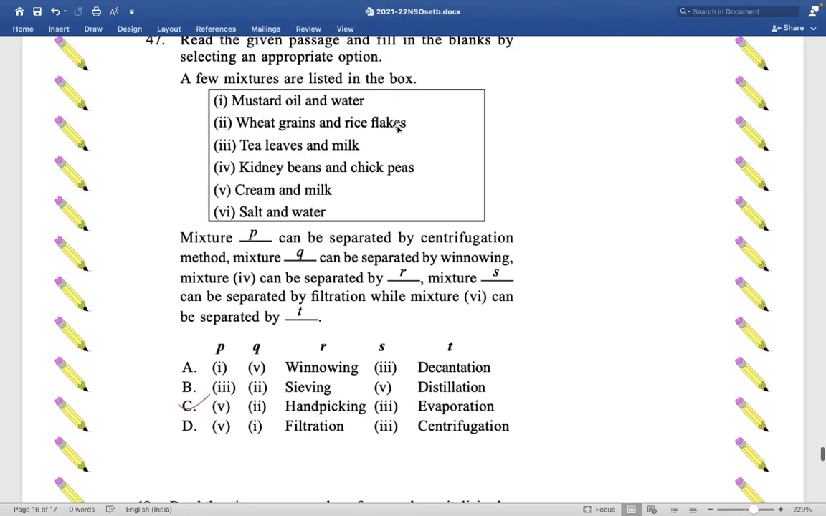Mustard oil and water can be separated by separation funnel. Wheat grains and rice flakes can be separated by winnowing. Tea leaves and milk can be separated by filtration. Kidney beans and chickpeas will be separated by hand picking. Cream and milk will be separated by centrifugation. Salt and water can be separated by evaporation. C is the correct answer here.